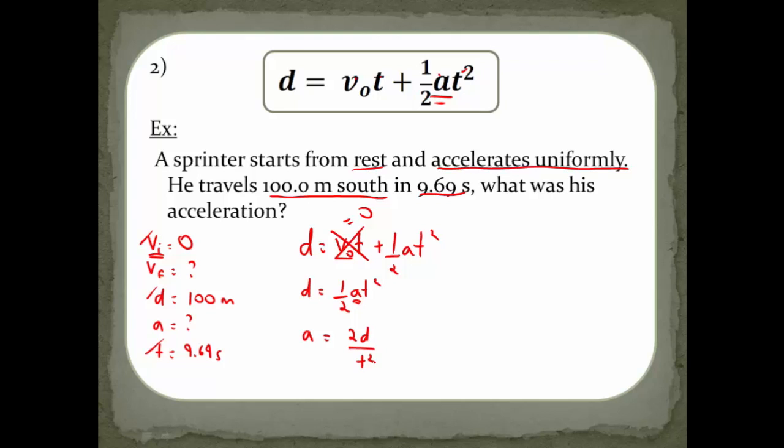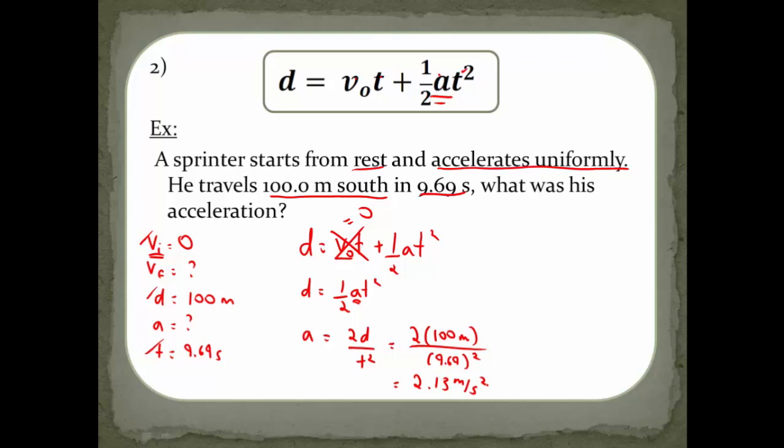So we have the equation. It's solved for all the variables. Now let's go ahead and plug them in. So we have 2 times our distance of 100 meters, and we're dividing by our time, which is 9.69 seconds squared. Again, everything is in SI units, which is super important. That means that we're going to get an answer in meters per second squared. And when we do so, we should end up with 2.13 meters per second squared.